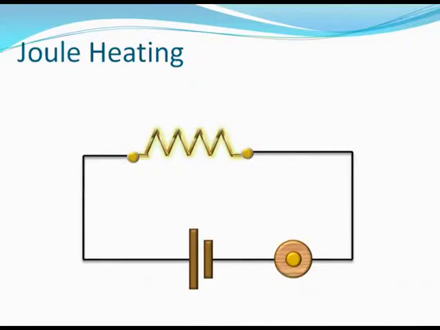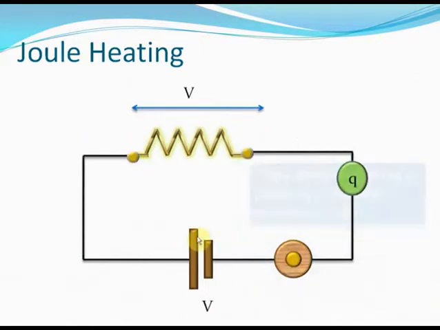First of all, we'll study Joule heating. It has been observed that when current is passed through a circuit containing a resistance and a battery, the resistance gets heated up. Now, why do you think the resistance gets heated up? Assume that the potential difference across the resistor is the same as the potential difference across the battery, that is, V.